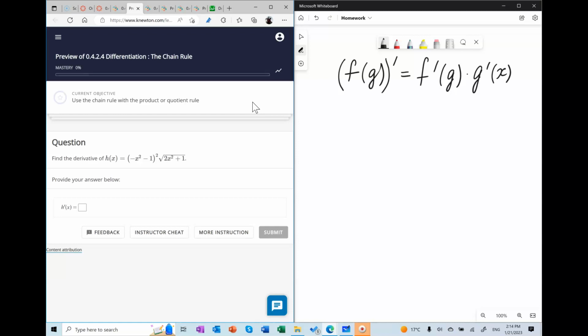So right away we have a problem that's not just a chain rule. It's first of all a product. So let's take a look at what we have here. We have a product of two functions.